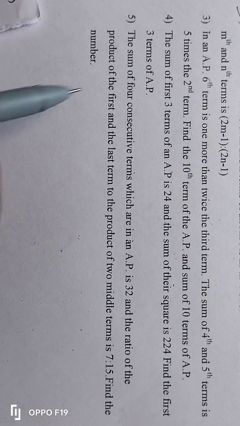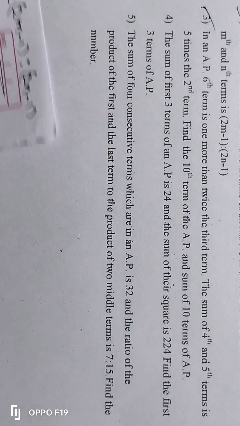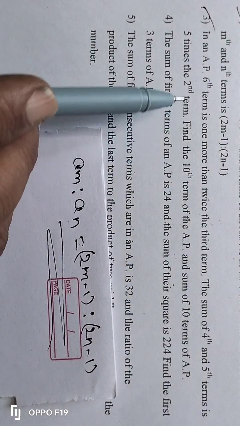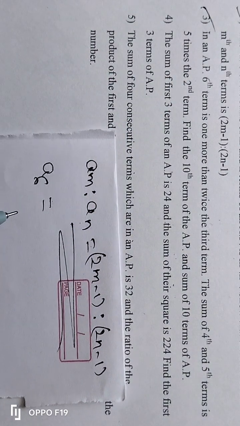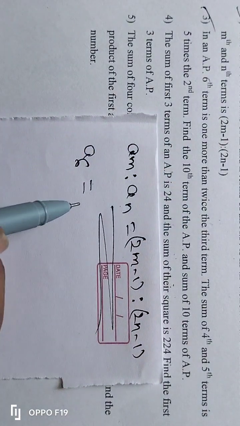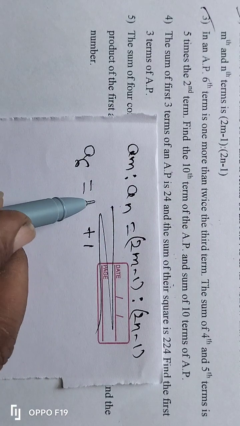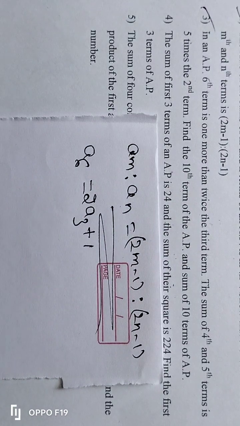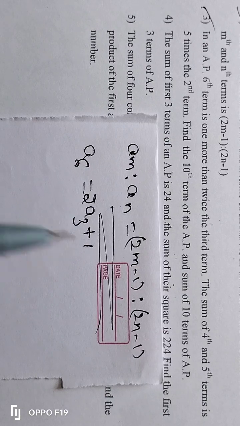Now let us solve the third question. In an AP, the sixth term is 1 more than twice the third term. Sixth term means A6 is equal to 1 more than twice the third term.